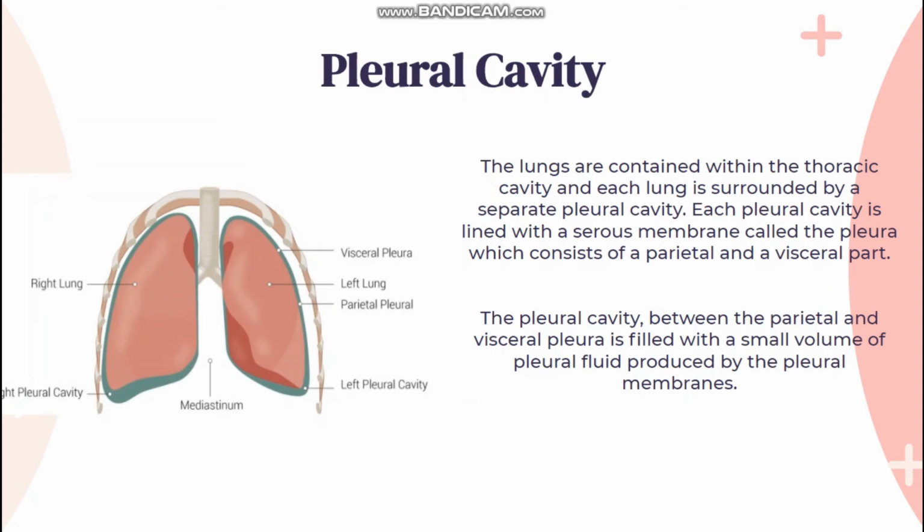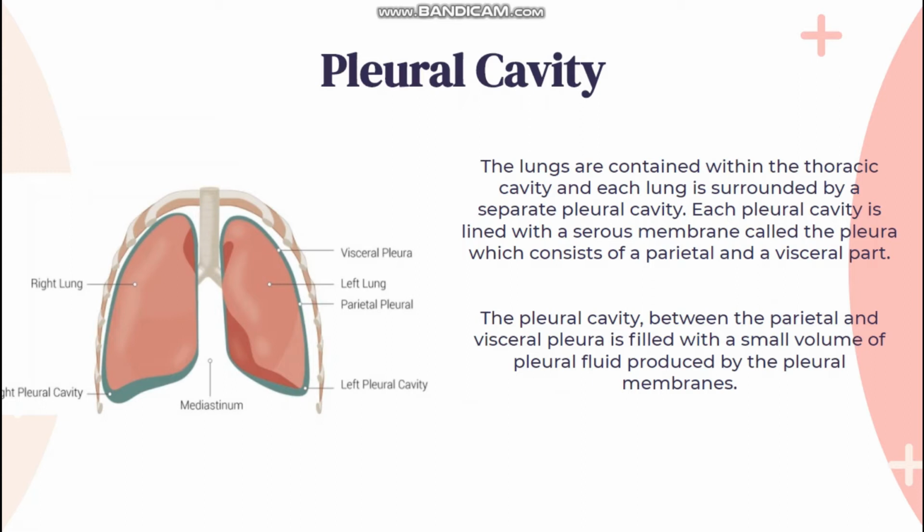So the fourth term is the pleural cavity. The lungs are contained within the thoracic cavity, and each lung is surrounded by a separate pleural cavity. Each pleural cavity is lined with a serous membrane called the pleura, which consists of a parietal and a visceral part. The parietal pleura lines the walls of the thorax, diaphragm, and the mediastinum. The visceral pleura covers the surface of the lungs. The parietal pleura is continuous with the visceral pleura.